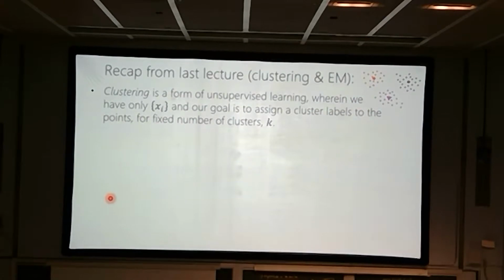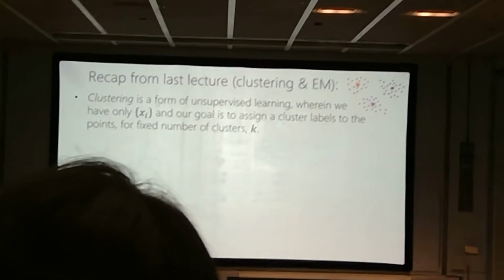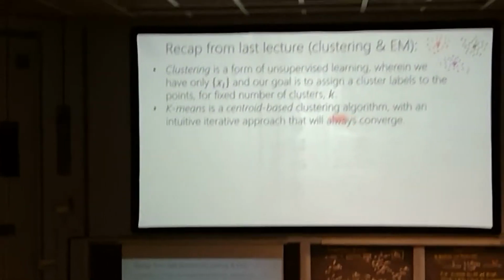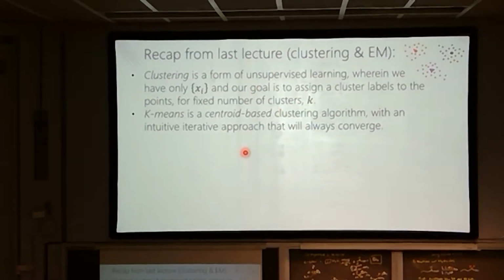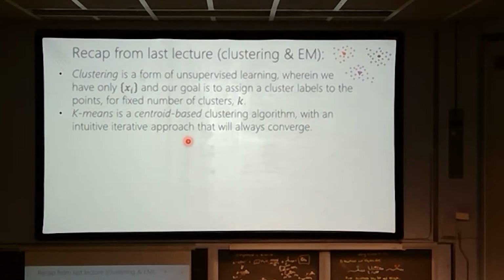Okay. So last class we introduced this notion of clustering, which is unsupervised learning where there are no labels. We just have these data points X. And then we'd say for some fixed number of clusters K, let's find these clusters. And we saw this very popular algorithm called K-means, which is an example of a centroid-based clustering algorithm that had these centroids, which are vectors of the same dimension of the space as the points.